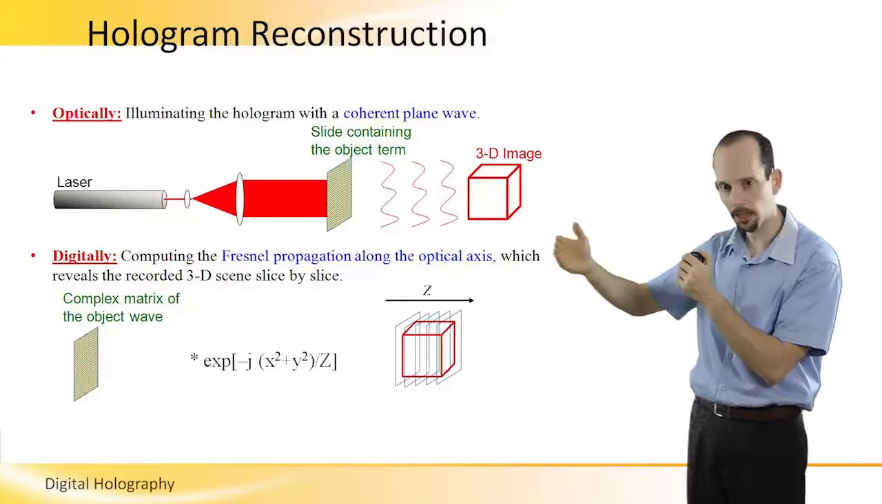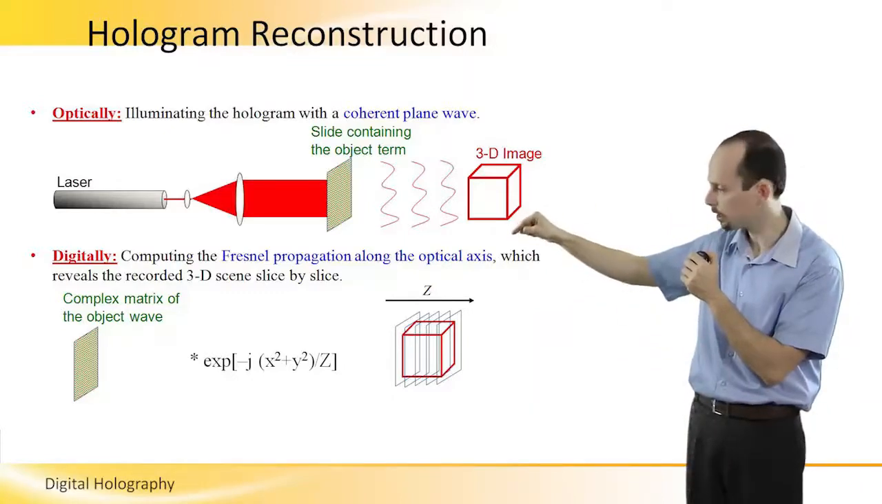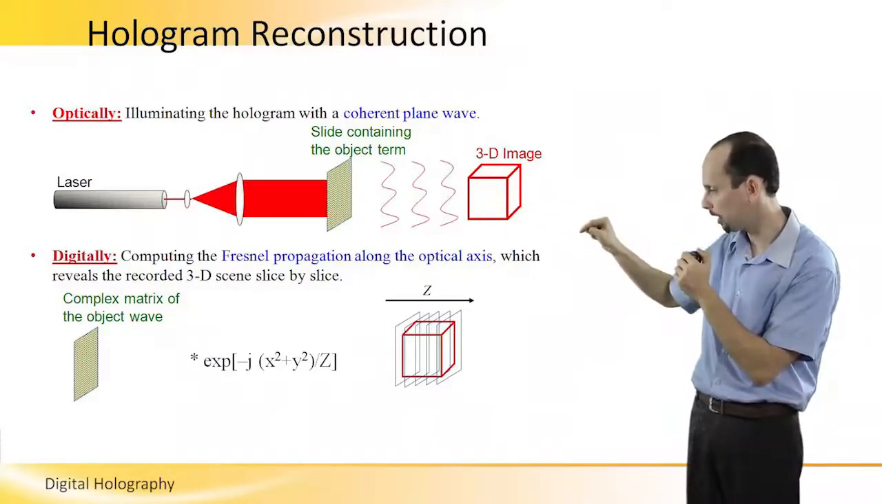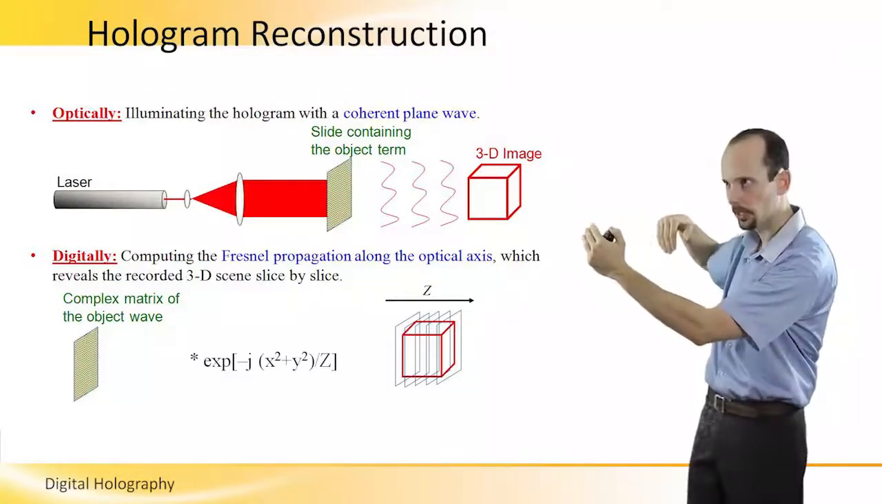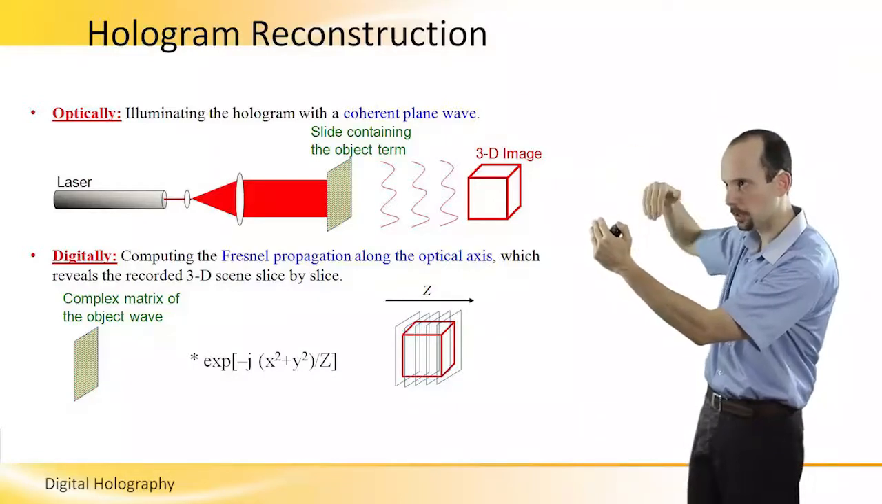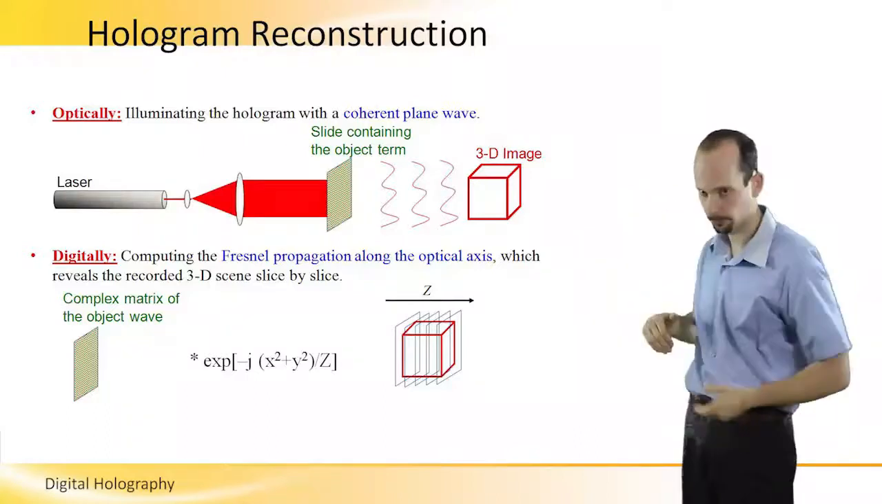But this slicing is not perfect. In a certain slice I can still see out of focus light from other slices, but if these 2 slices are far enough from each other, I will still get sectioning or slicing between these slices.